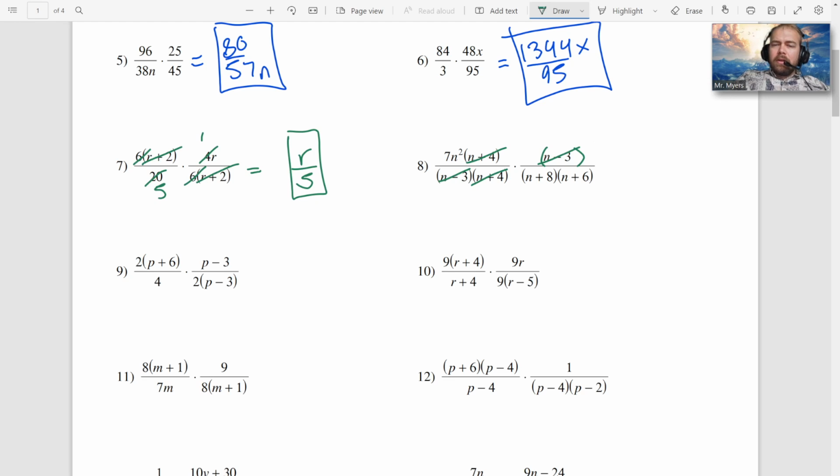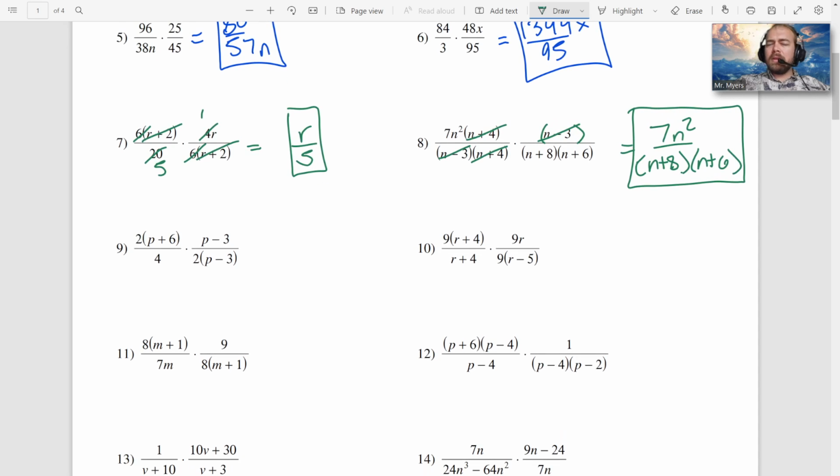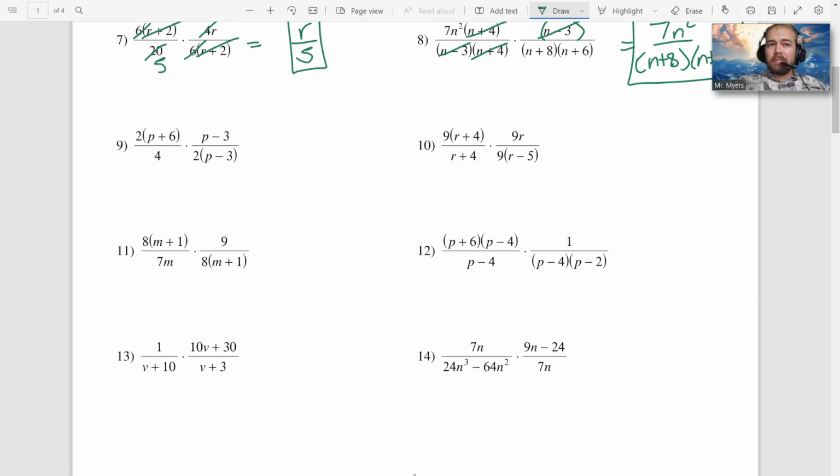All right, so there's all the binomials that cancel right off the bat, and that's it actually, because the only thing left on the top is 7n squared, and then we have n plus 8, n plus 6 left over on the bottom. None of that's going to cancel because we have a monomial on the top and two binomials on the bottom. Even if you FOIL it out, it wouldn't matter. You don't need to. If you don't need to, then don't do it.